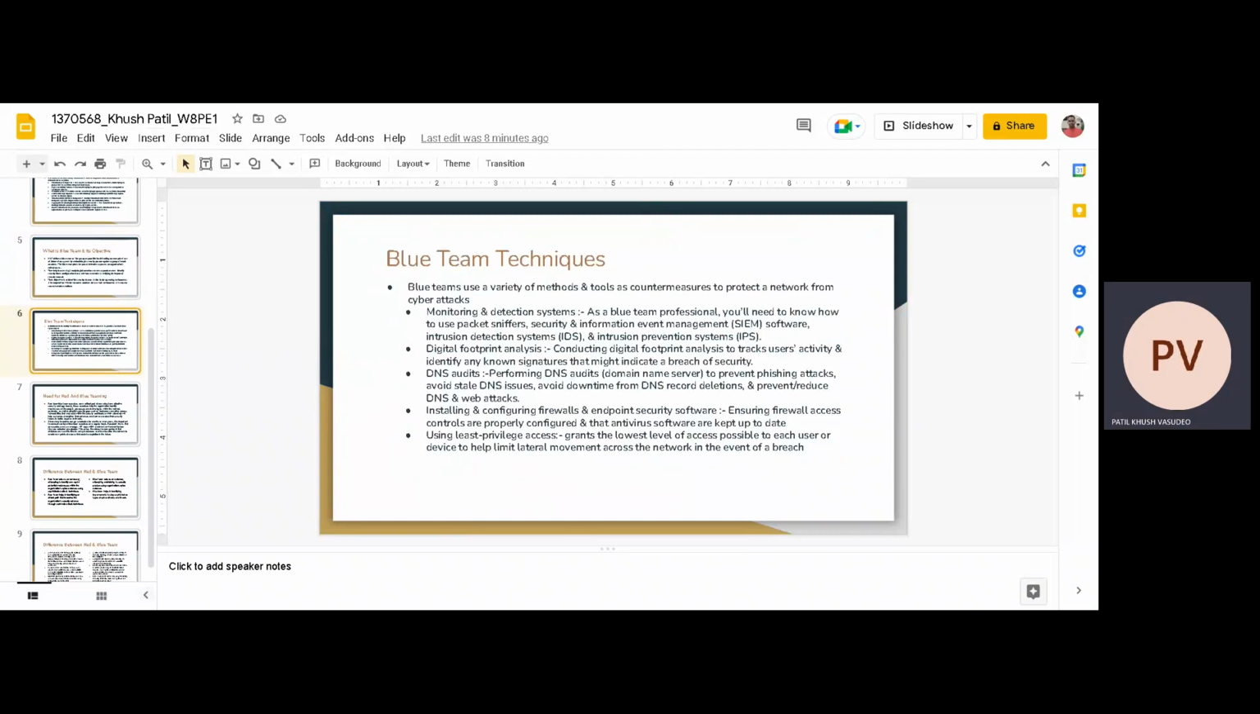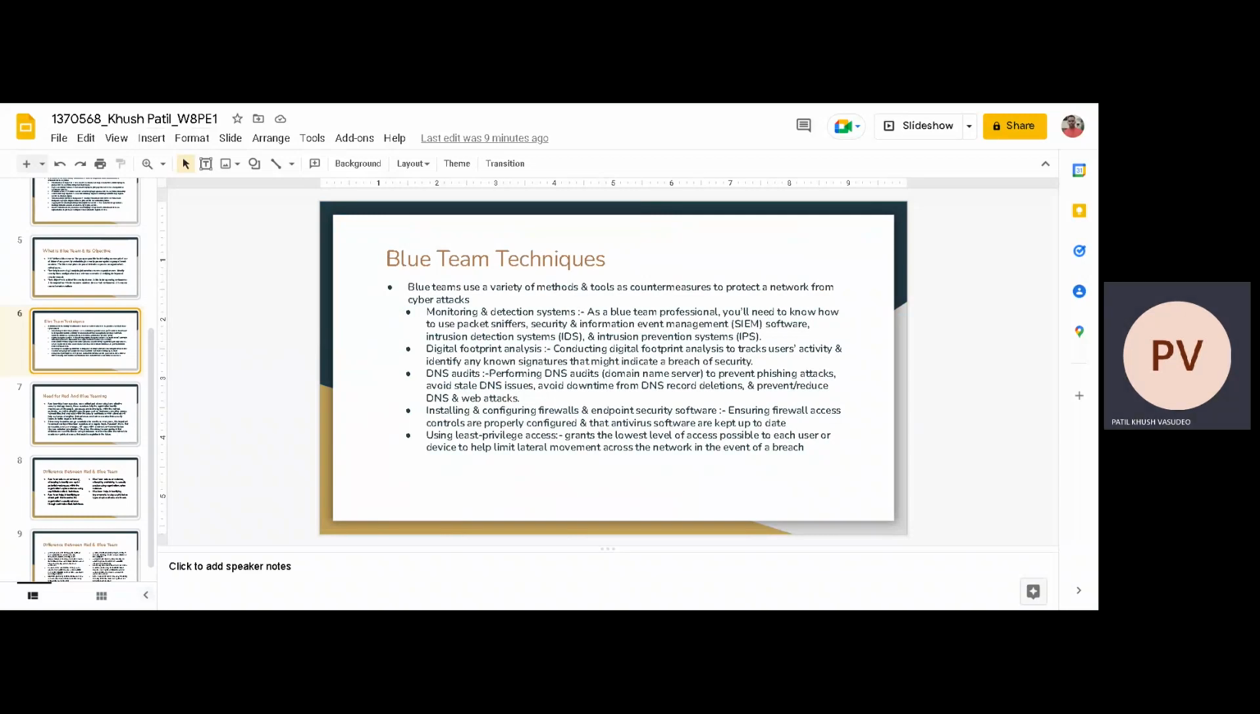So here are some blue team techniques that we use as a countermeasure to protect the system. First is the monitoring and detection system. You are going to use packet sniffers like Wireshark and SIEM software basically to understand the logs, how the networks are working, and so forth, whether there is any intrusion or something like that. Then intrusion detection systems, IDS and IPS.